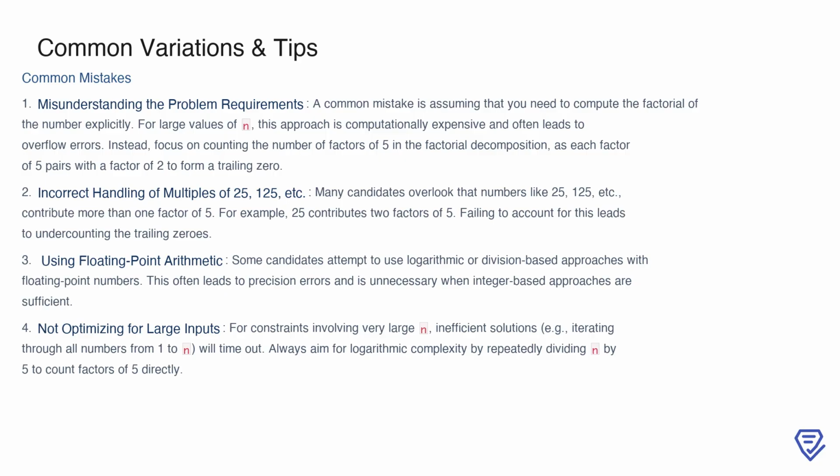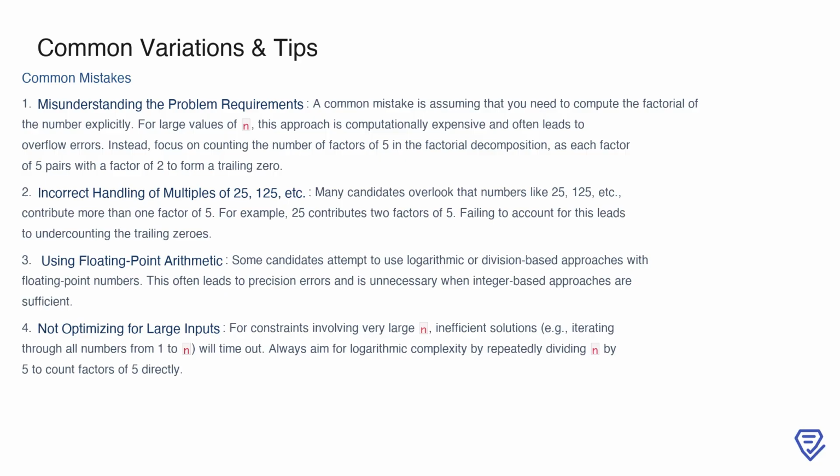Another mistake is incorrectly handling numbers like 25, 125, or higher powers of 5. These contribute more than one factor of 5, such as 25 contributing 2, and forgetting this can lead to undercounting the trailing zeros. Additionally, using floating point arithmetic to solve this problem is unnecessary and prone to precision errors. Integer-based approaches are simpler and more reliable.